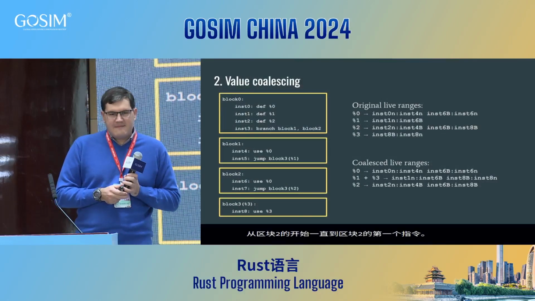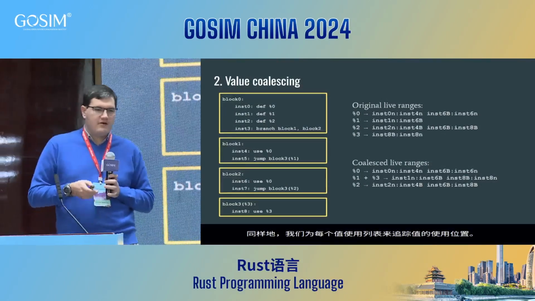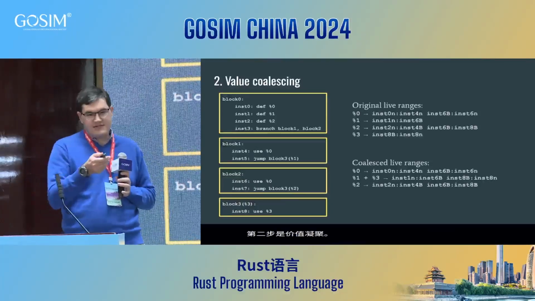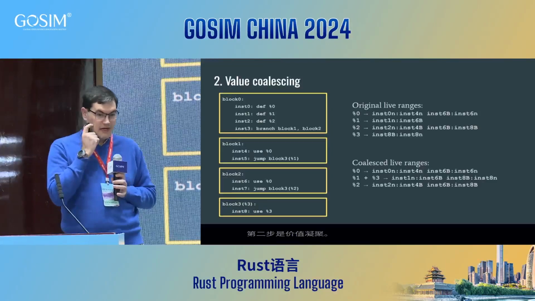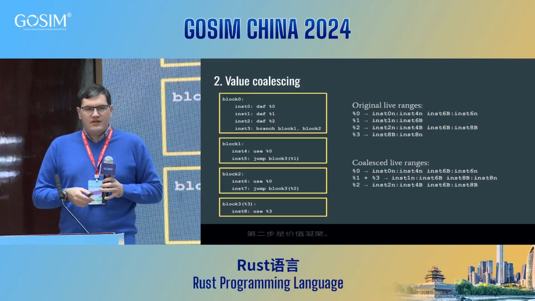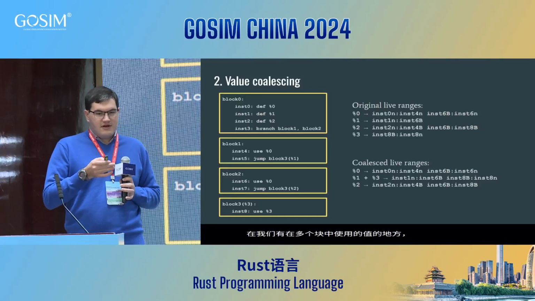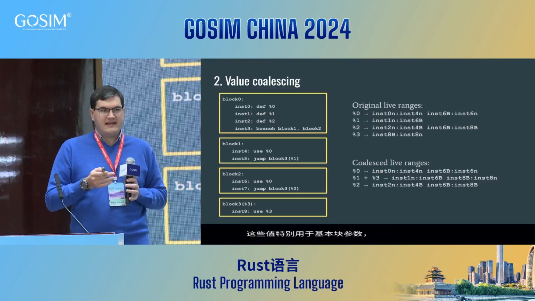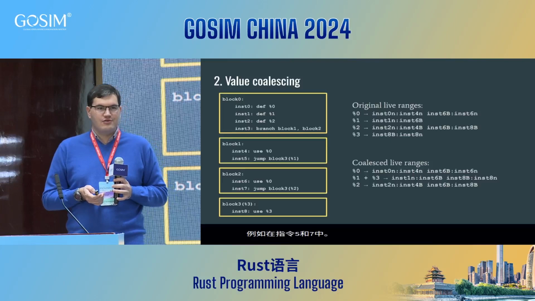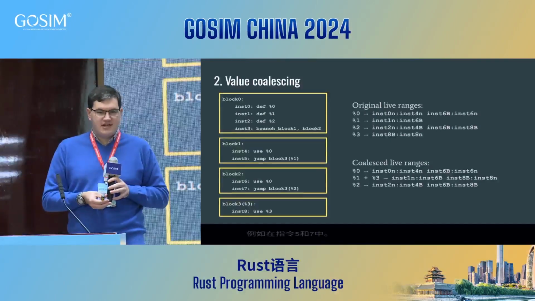The second step is value coalescing, where we have values that are used across multiple blocks, in particular in basic block arguments, for example, instructions 5 and 7. Normally, if values 1 and 3 are allocated to different registers, then at the point of the jump, we need to insert a move. We want to try and avoid this, so we try to merge live ranges together.